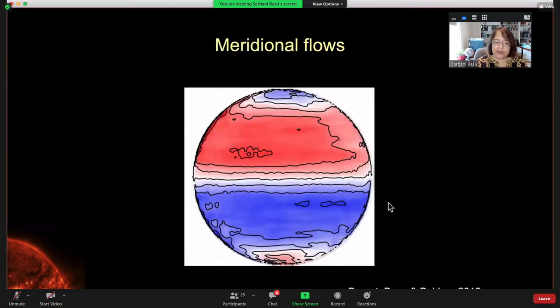The other type of measurement, which is done by a different type of seismology, not by normal modes, because normal modes are sensitive only to north-south symmetric features on the sun, are what we call meridional flows that go from the equator to the poles. Again, this signature is of the order of 10 to 30 meters per second. It's latitude dependent. So again, small signatures.